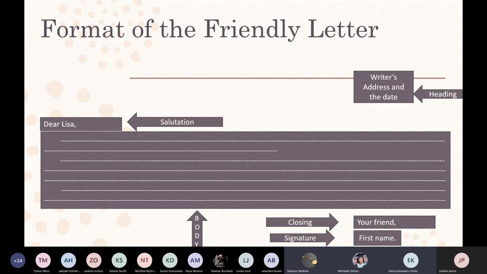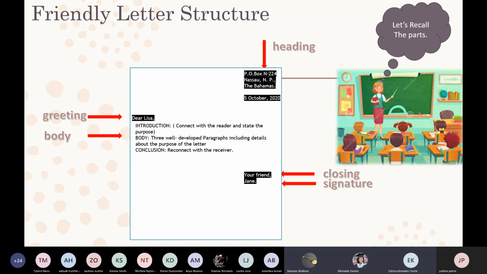Now remember, when you have your signature, it should only be your first name. Okay? So remember, your closing and signature comes at the bottom right of your body paragraph. Okay? So let's look at the structure of a friendly letter. So remember, I said your heading is at the top right.